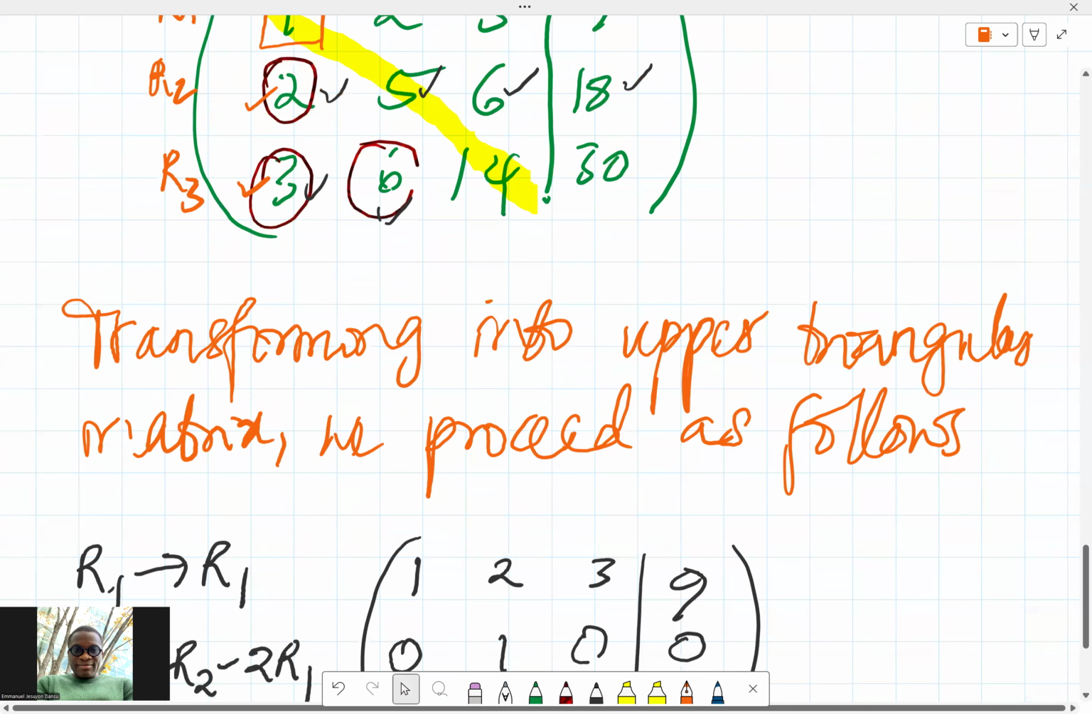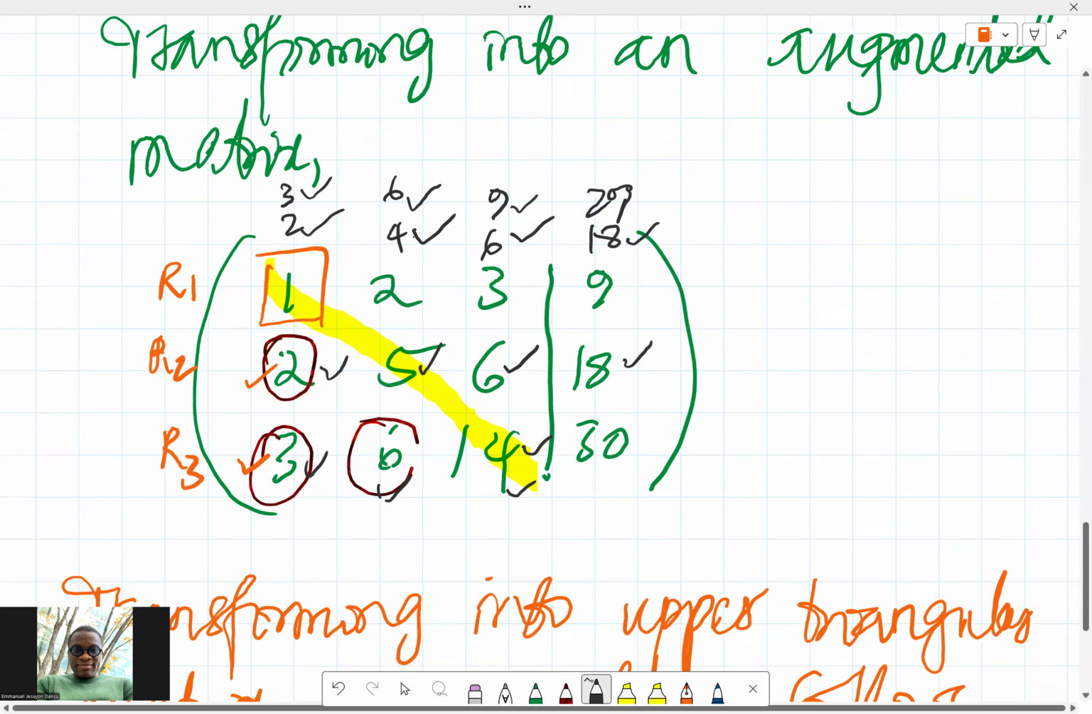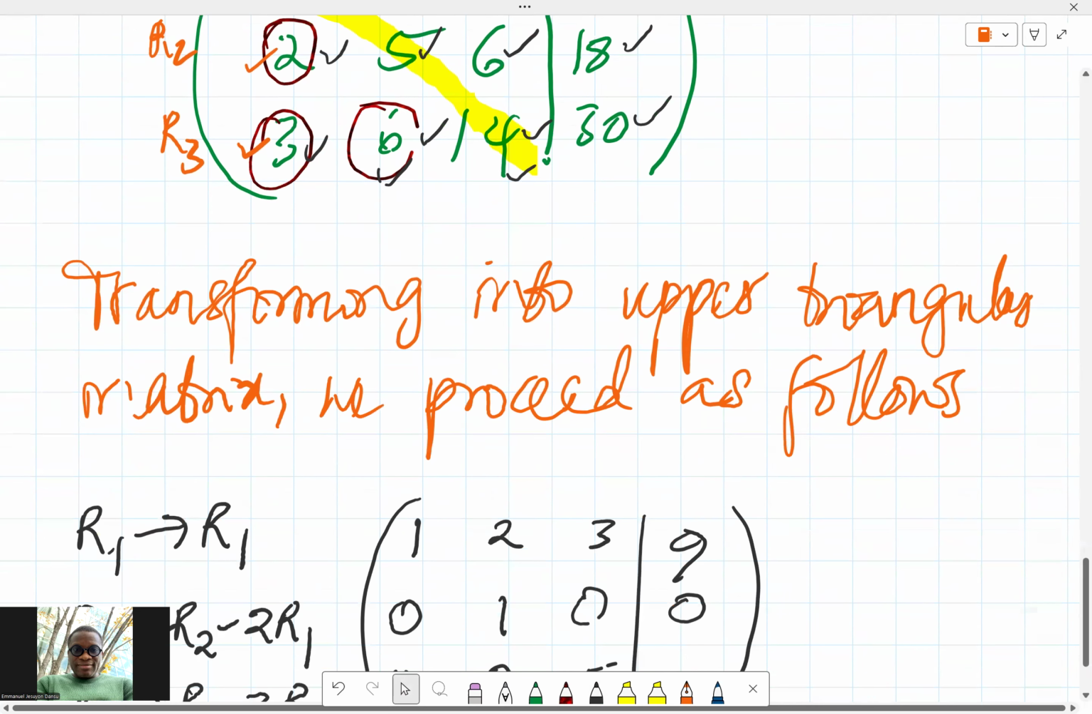Then we have 14 minus 9, which would be 5. 14 minus 9 is 5 already. Then 30 minus 27, that gives us 3.